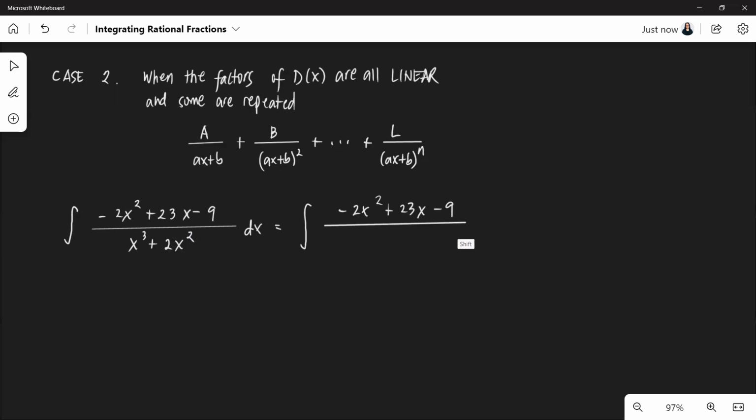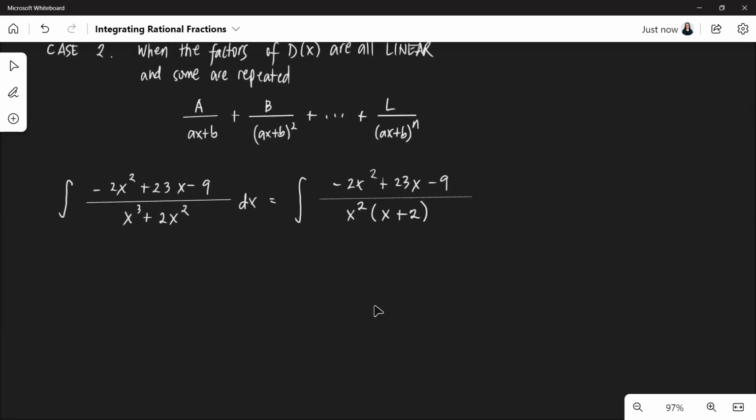So this is a proper fraction because the degree of the numerator is less than the degree of the denominator. So x squared is a common factor. So factor it out. What remains here is x plus 2, which is a linear factor. So meaning this is a cubic expression. So we are going to have, not at least, we need three partial fractions.